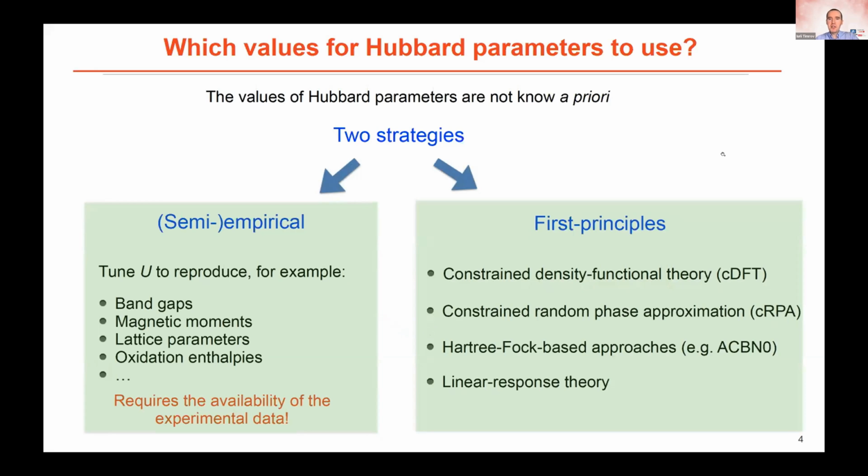The second strategy is to determine the Hubbard parameters from first principles, and there are several methods to do that. I would like to mention constrained density functional theory, CDFT. Another popular method is the constrained random phase approximation, cRPA. Then there are other methods based on the Hartree-Fock approach, such as ACBN0 and the Koopmans-compliant functionals. And another one is linear response theory, which will be the topic of this presentation.